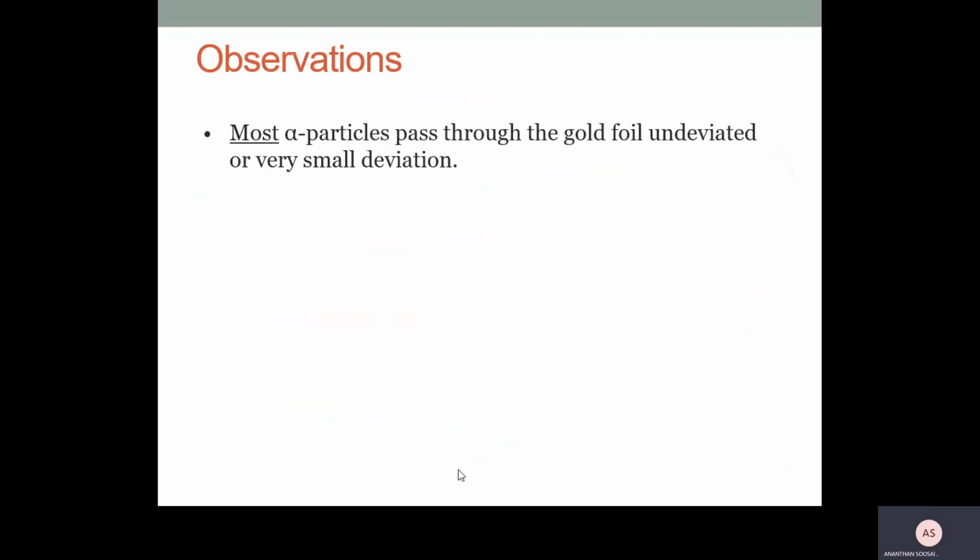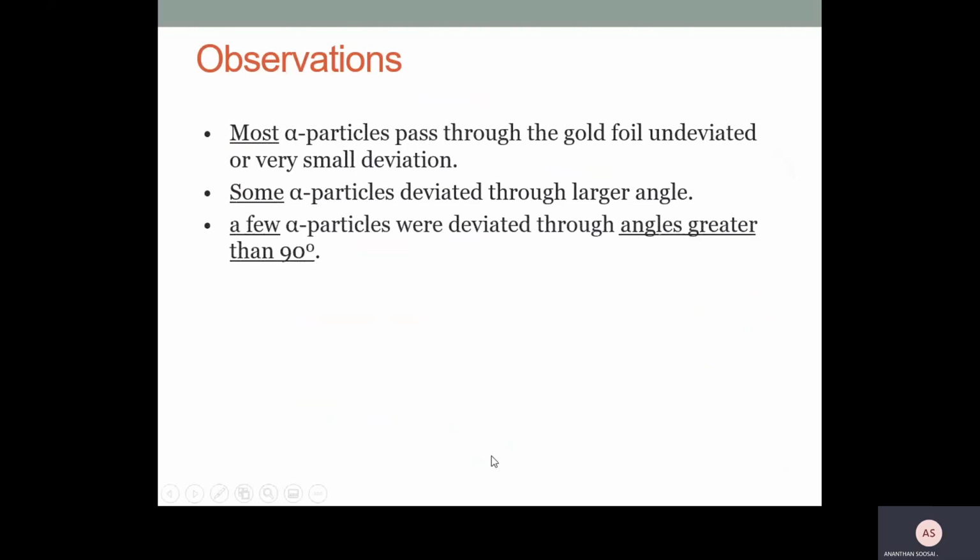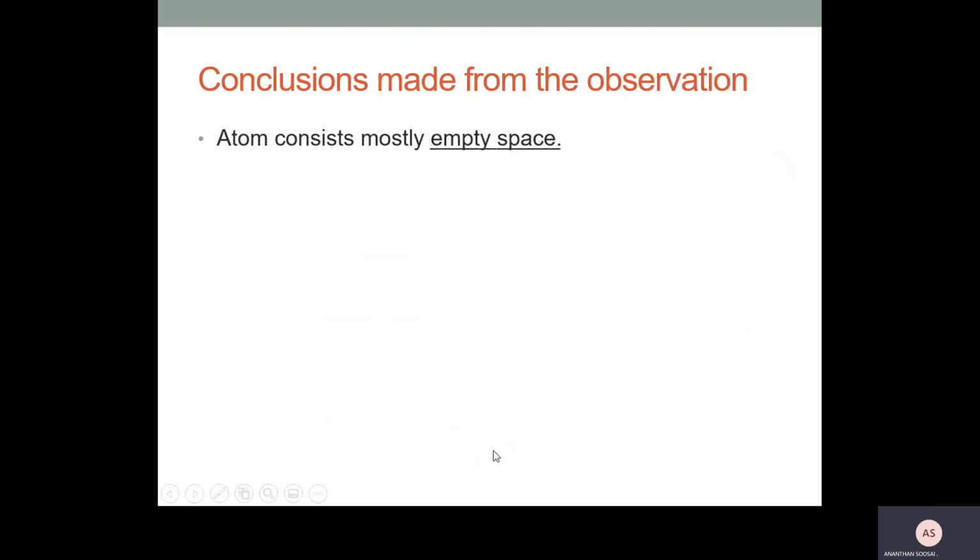In an exam they'll ask, this is the observation, what is the conclusion made? Observation: a few particles deviated through an angle greater than 90 degrees. The conclusion made is that the atom consists of mostly empty space. This one, the undeflected one, we made this. And the nucleus is positively charged. Based on which evidence? The one deflected more than 90 degrees.